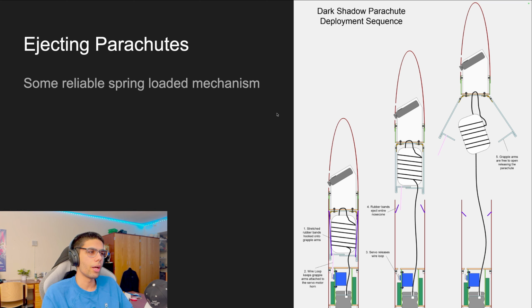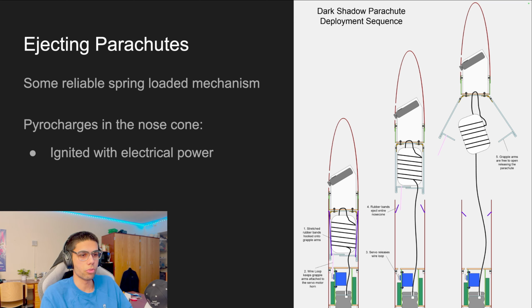Now we could make a spring-loaded mechanism like that, or we can use pyro charges in the nose cone. So what are pyro charges exactly? It's the black powder, the gunpowder, which we ignite using electricity. We send high amounts of current, which increases the temperature to the ignition temperature of that black powder, and that ignites our black powder.